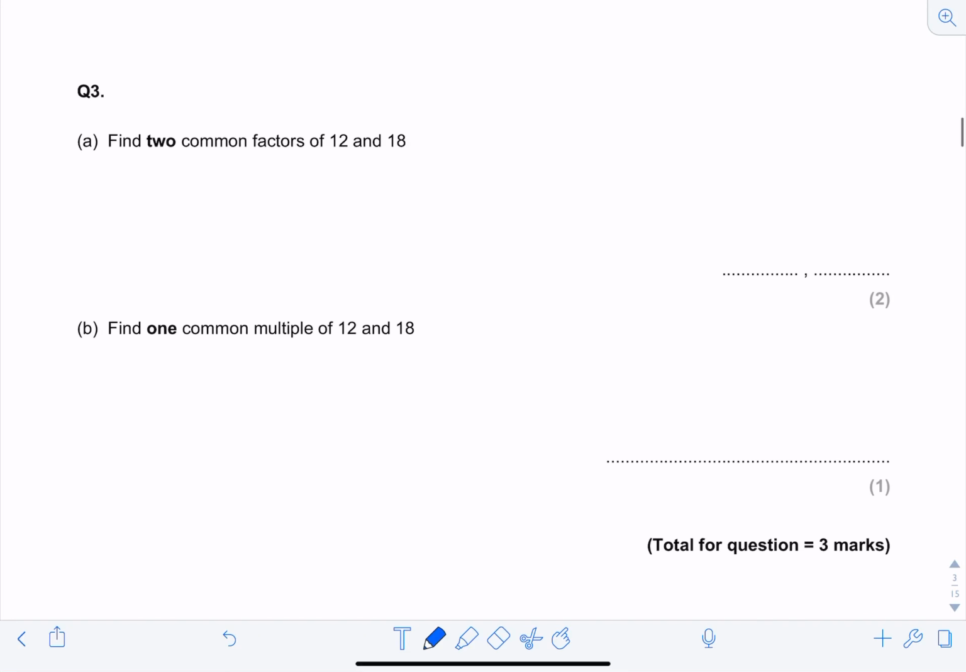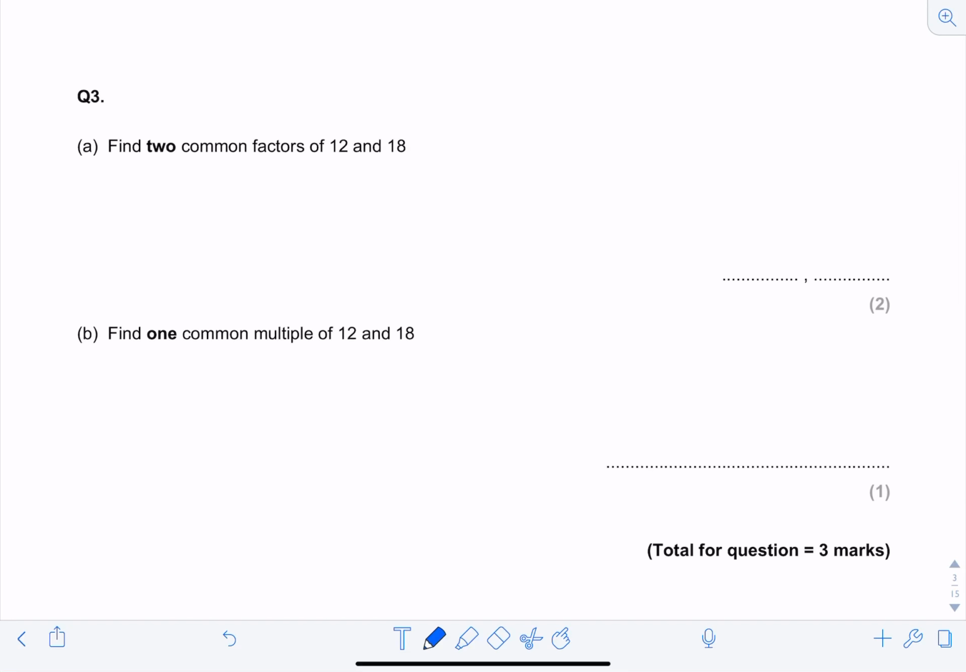Question 3. Find two common factors of 12 and 18. Factors of 12 are 1, 2, 3, 4, 6, and 12. 18: 1, 2, 3, 6, 9, and 18. Common factors: 3, 6, 1. You can put 1 down as well, any of those two. So I'm going to put 3 and 6.